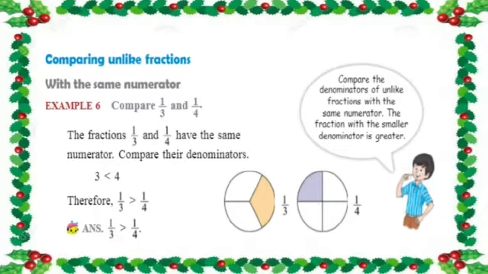Compare 1 by 3 and 1 by 4. When you are asked to compare unlike fractions, compare the denominators. If the numerators are same, you find 3 is less than 4. But the fraction with the smaller denominator is greater. So, the fraction with the smaller denominator, 1 by 3, is the greater fraction. So, 1 by 3 is greater than 1 by 4.